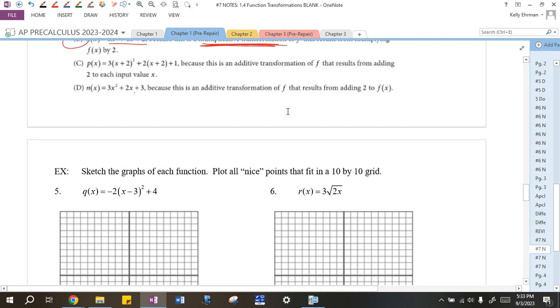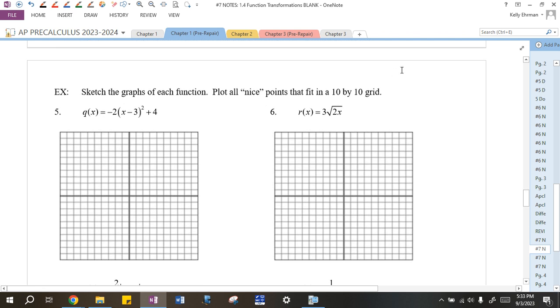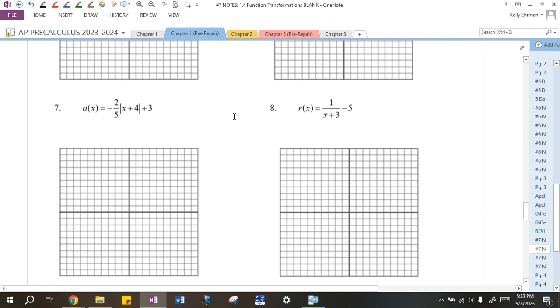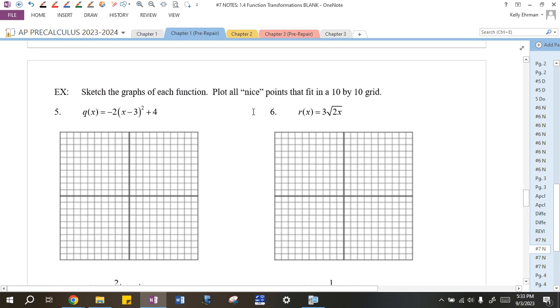Okay, what about sketching graphs? So plot all the nice points that fit on a 10 by 10 grid. These we don't have to write out formally for AP. We just want to get these graphs. So first you need to note the parent function. And I always do, again, dilation and reflecting first, then shift. If you do it out of order, you're going to get the wrong graph. Okay, so the original points that we have on the x squared graph, I'm going to write those out.